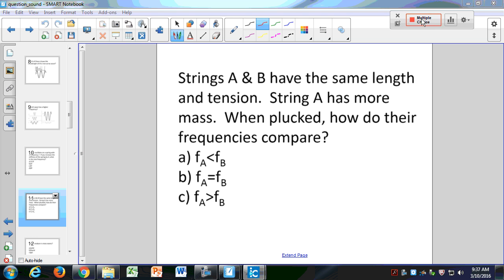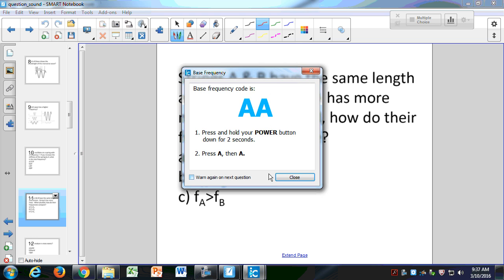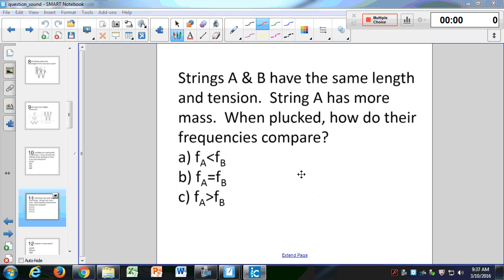So strings A and B have the same length and tension. String A has more mass. When plucked, how do their frequencies compare? Think back on how the frequency depends upon those variables. I'll give you that equation right here. It's in your notes, though. It's 1 over 2 pi square root of T over mu. So how do their frequencies compare, strings A and B?